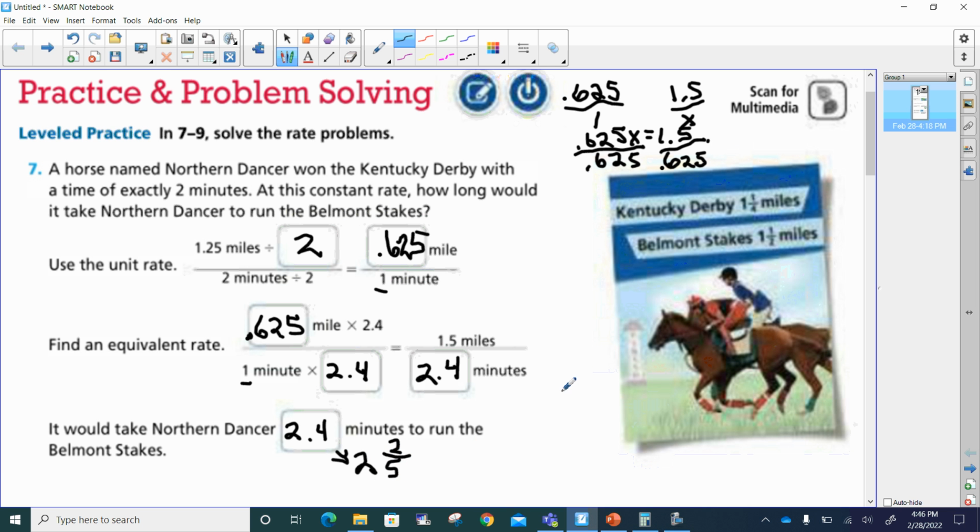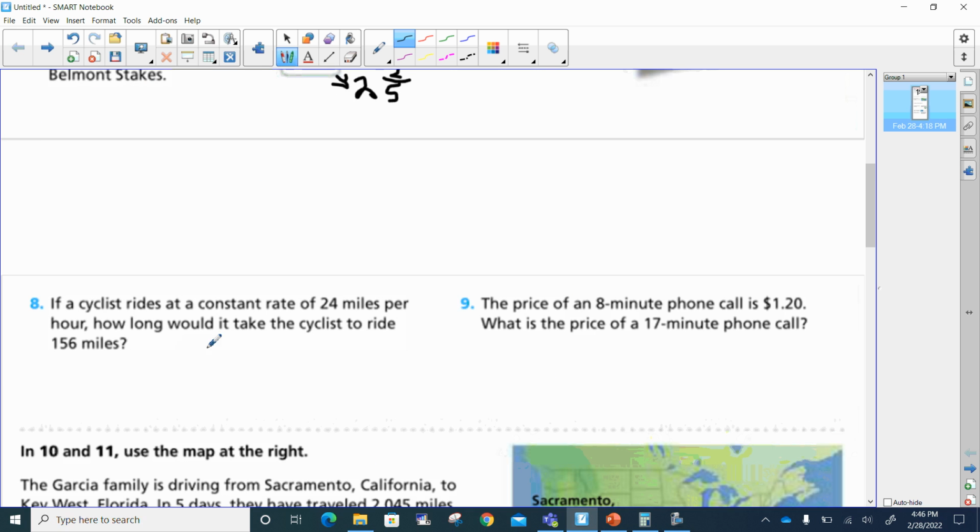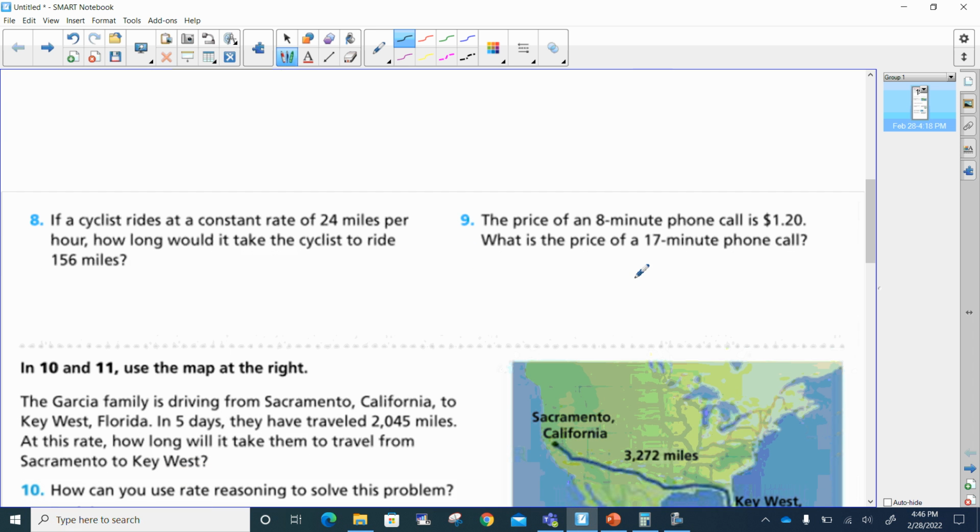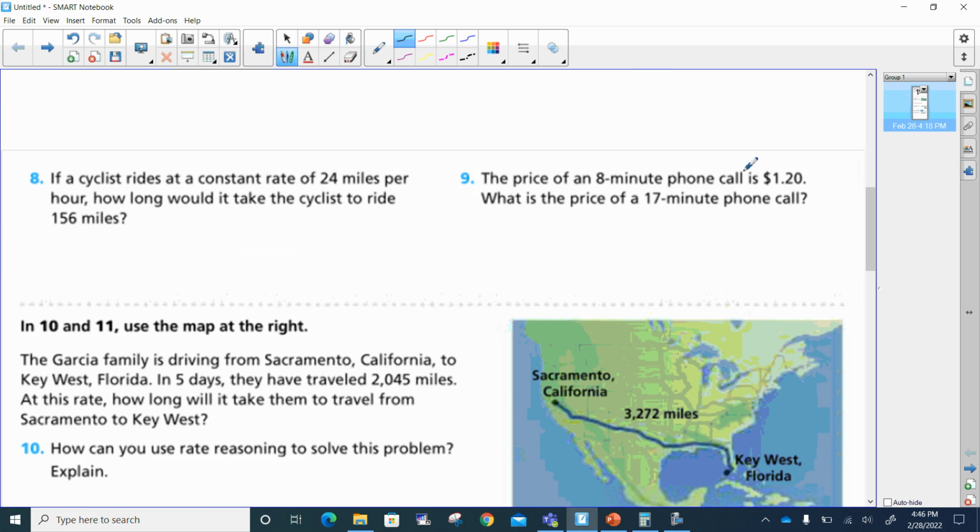All right. So you got number 8 to do. That means I got number 9. The price of an 8-minute phone call is $1.20. What is the price of a 17-minute phone call?